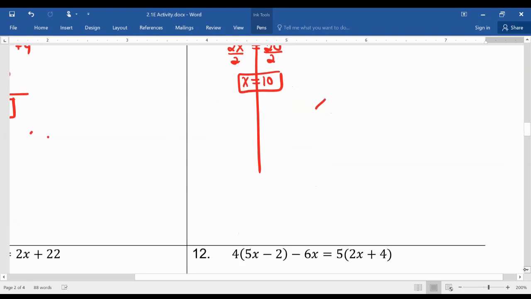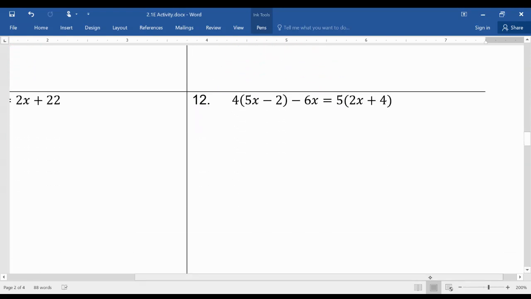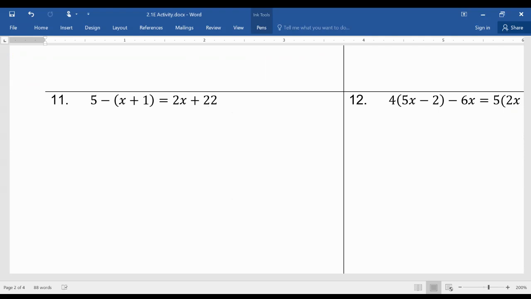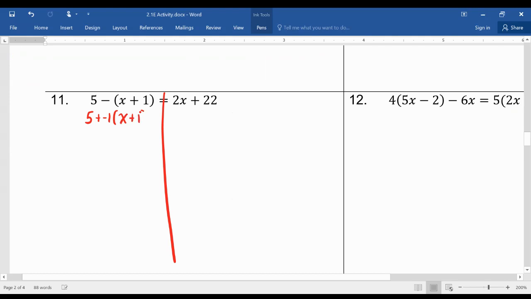Last two problems, feel free to pause the video. Even if you feel like you can't finish these, maybe attempt the start of each one. Looks like one of the tricks to number 11 is that there is that ghost -1. So we're going to distribute. Feel free to pause the video if you need to get caught up. You're not yet done with that. And -1 times x is -1x, and -1 times 1 is -1.